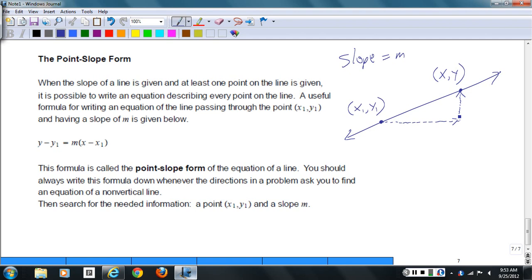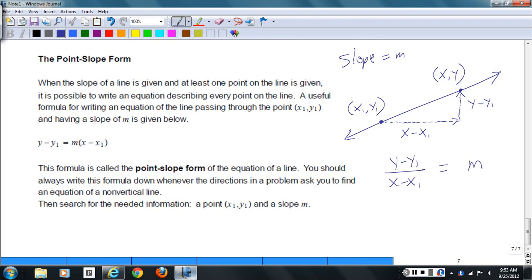So we can calculate the rise. The rise is going to be the second y minus the first y. So we go from a point with a y coordinate of y sub 1 up to a point with a y coordinate of y. So y minus y sub 1 is the rise. The run is x minus x sub 1, the second x minus the first x. So if we take this ratio, y minus y sub 1, and divide it by x minus x sub 1, what does that have to equal? Rise over run is the slope. So if we're given that the slope is m, that has to equal m if that point is on the line.